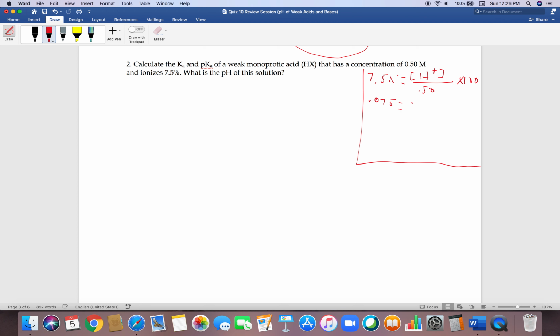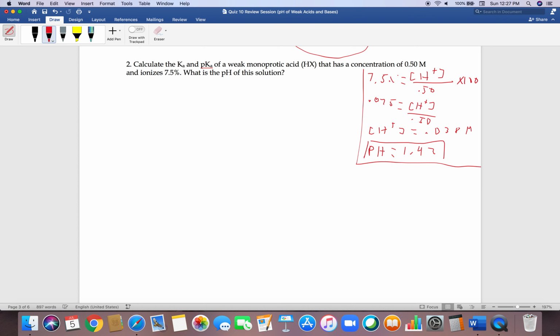And that equals the hydrogen ion concentration over 0.5. So the hydrogen ion concentration here is going to equal 0.038 molar. And from this, we can get our pH, which would just be the negative log of this value, and that's going to equal 1.42. So that takes care of the last part of this question.